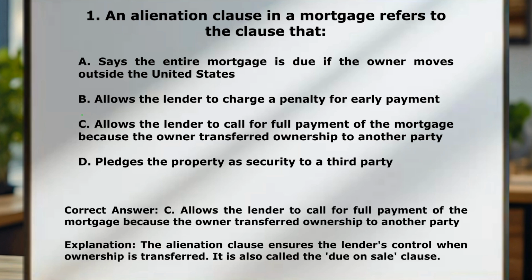Correct answer here is C, allows the lender to call for full payment of the mortgage because the owner transferred ownership to another party. The alienation clause basically ensures the lender's control when ownership is transferred. This is also known as a due on sale clause.